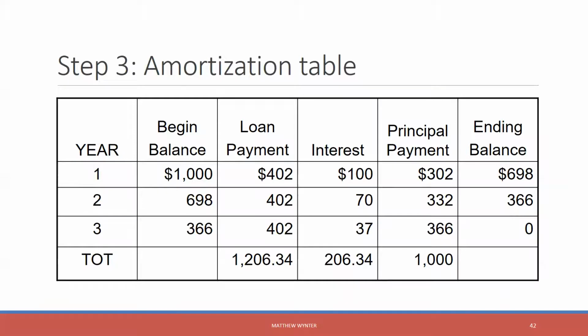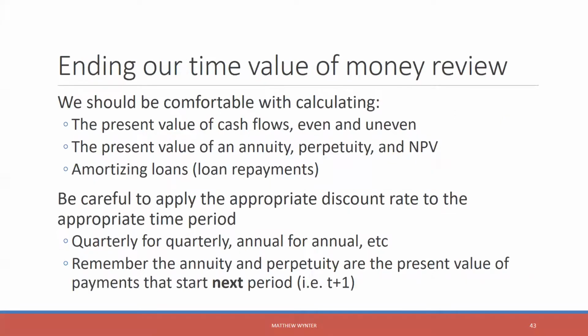Same process over again. Notice in year 3, our loan payment is bigger than our beginning balance. Why? Because we still have interest. So we take our 10%, 366 multiplied by 10%, we get our $37. We pay our 402. Of that 402, 37 goes to interest, and 402 minus 37 is how we get our 366. Presto changeo, we've paid it off. We've paid back our loan and interest on the loan. So this is pretty cool.